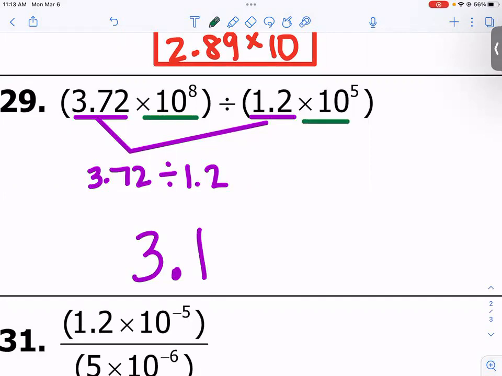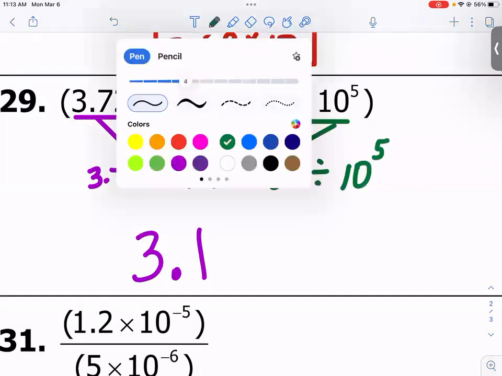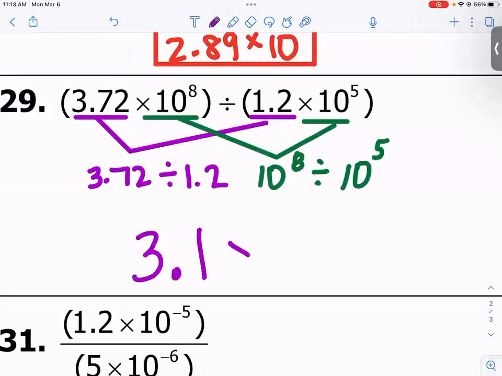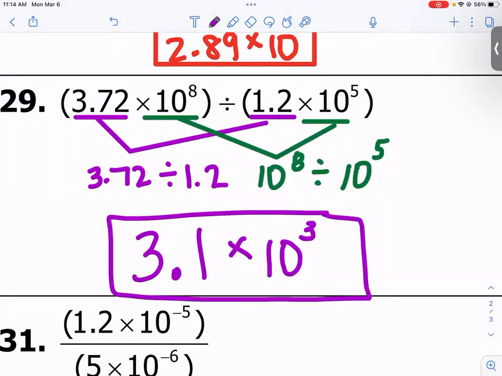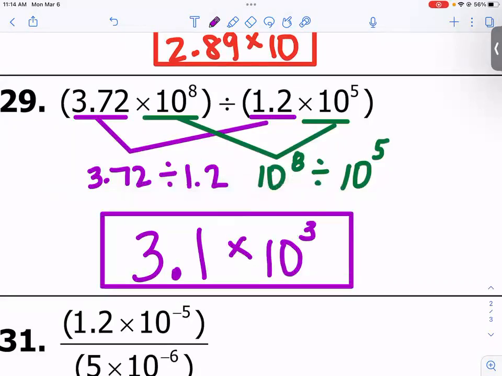Now we need to take 10 to the 8th divided by 10 to the 5th. And what do we do with our exponents when we divide? So when we take 8 minus 5, we get 3. So we have 3.1 times 10 to the 3rd.